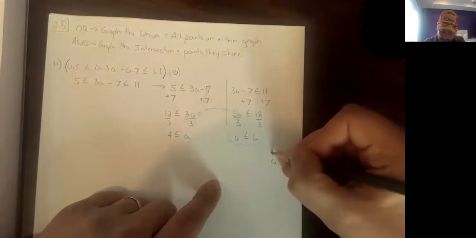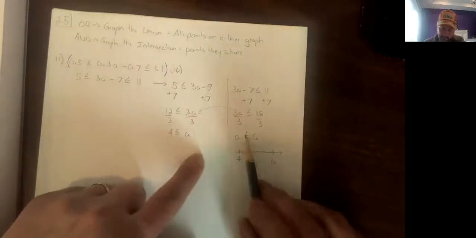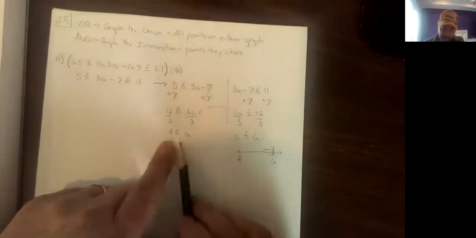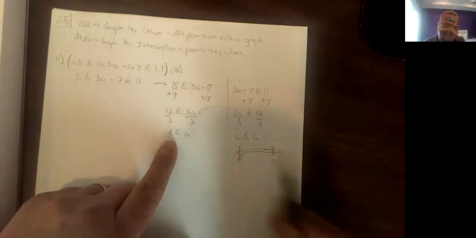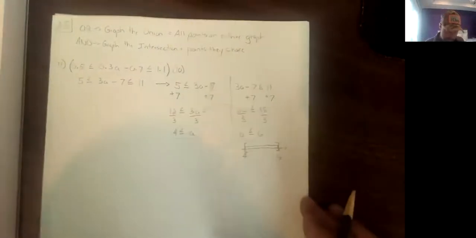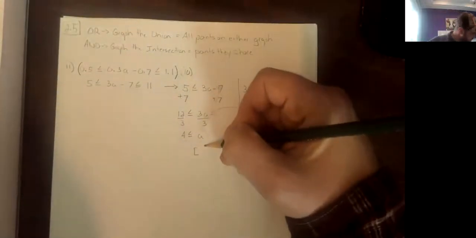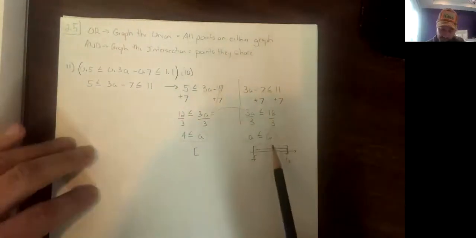So let's suppose that's 6. Let's suppose that's 4. A is less than or equal to 6. It's going that way. This one, A is greater than or equal to 4. Greater than or equal to 4, you're going that way. So for number 11, we want to write it out. I think it said, oh, it says use both a line graph and interval notation.